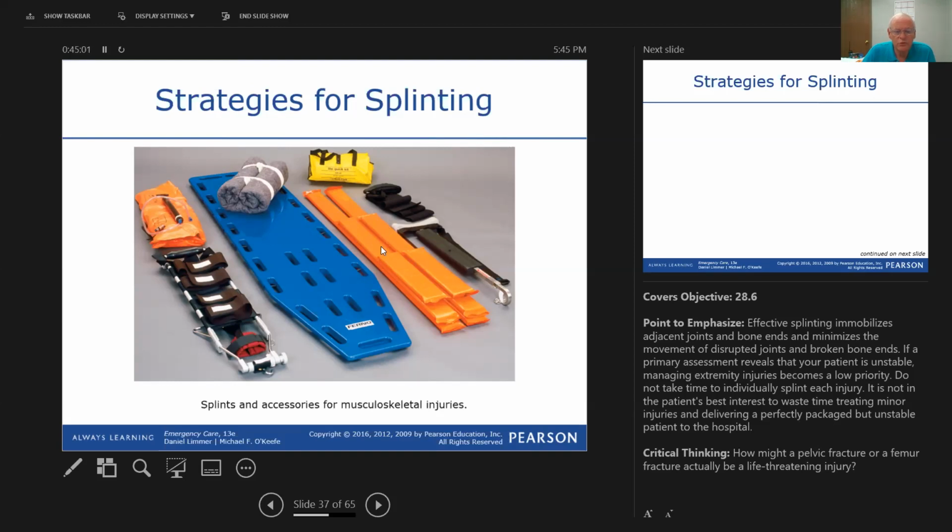Orange stuff more towards the right here, those are padded board splints. On the far right is a unipolar traction splint, more commonly known as a Sager traction. Again, traction splints are only used for mid-shaft femur fractures. If it's a fracture of the femur really close to the hip, we don't use it. Okay, if it's really close to the knee, we don't use it. It's only for the ones that are more towards the middle. Okay, and you're going to be playing with these things.